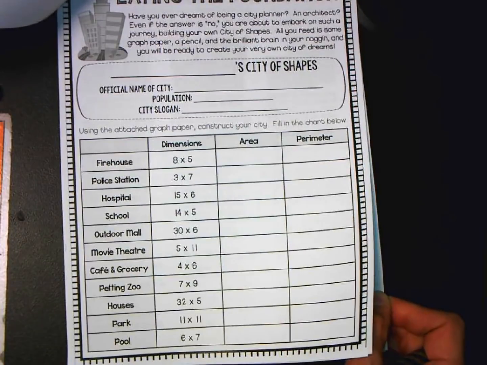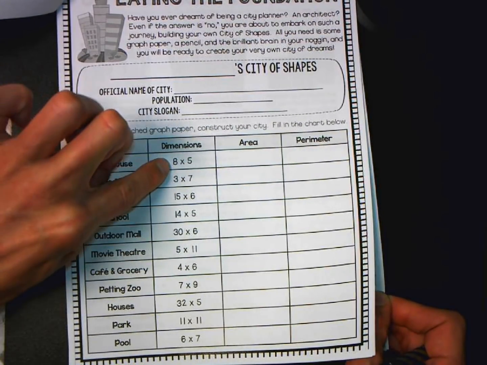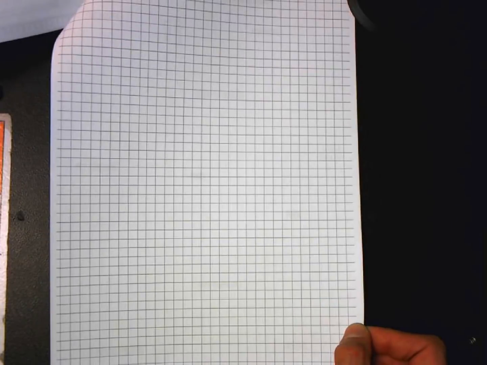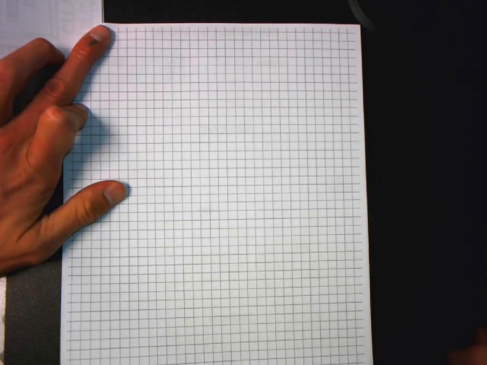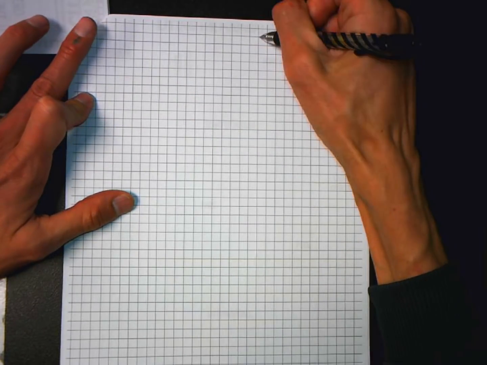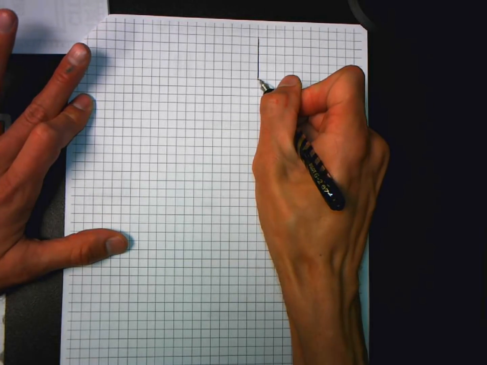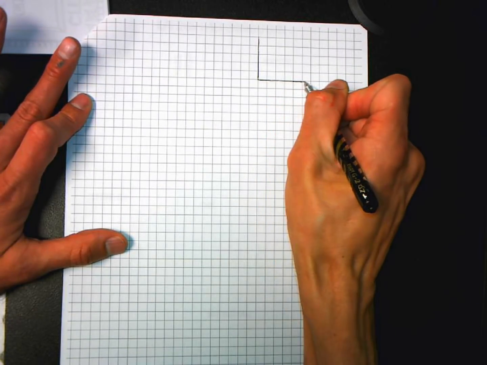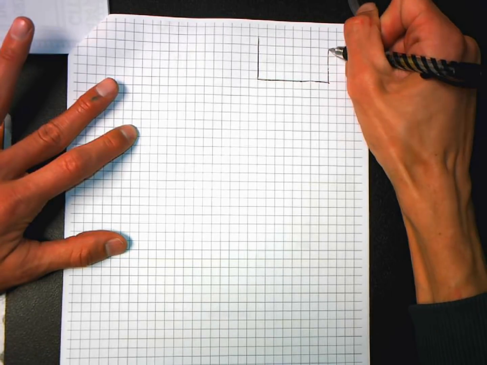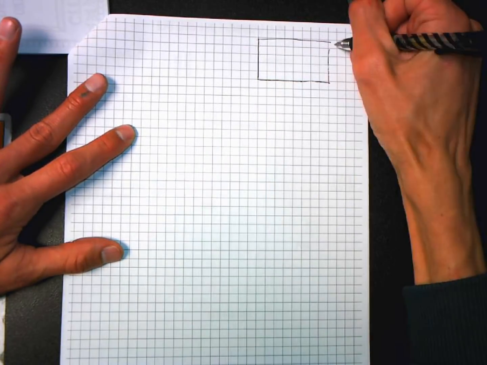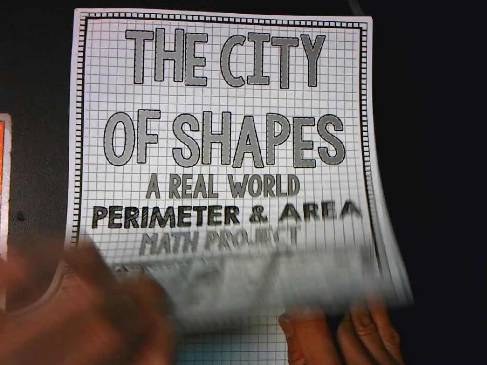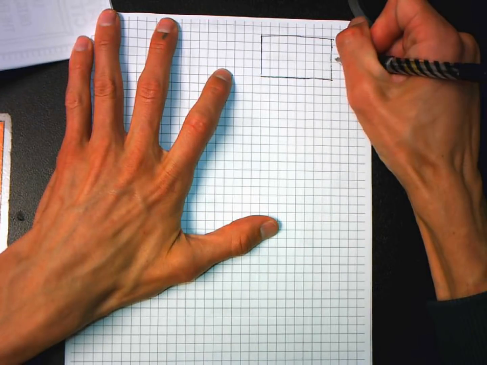Okay, so here's a blank piece of graph paper, and this is the piece of paper that you're going to be building your city based on the information on this page. So you'll look at the dimensions, you'll use your graph paper, and if it says it's an 8x5 building, then you're going to want to find a space where you can do a safe 8x5. So 1, 2, 3, 4, 5 by 1, 2, 3, 4, 5, 6, 7, 8. And then you're going to label this the name of the building, which for me is the firehouse. So I'm coming back over here, and I'm going to label this my firehouse.